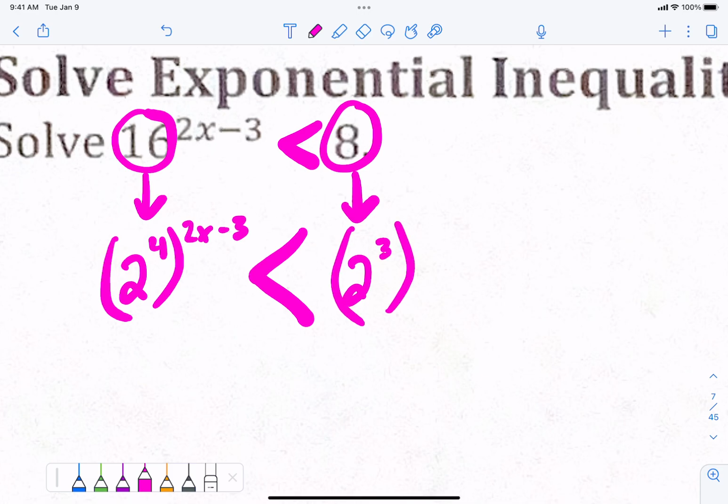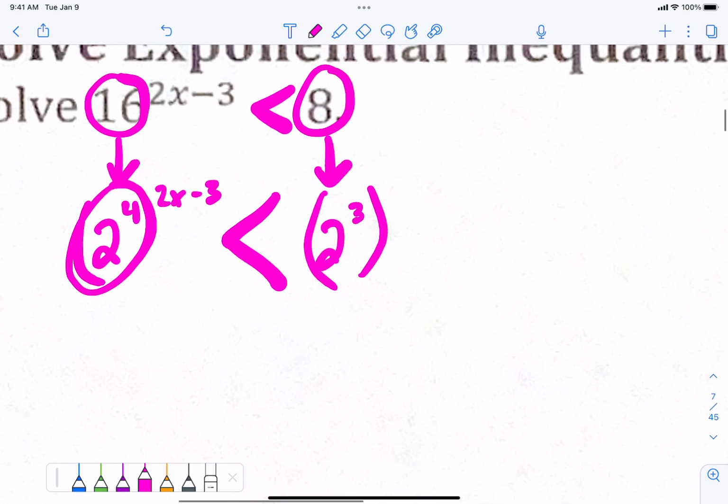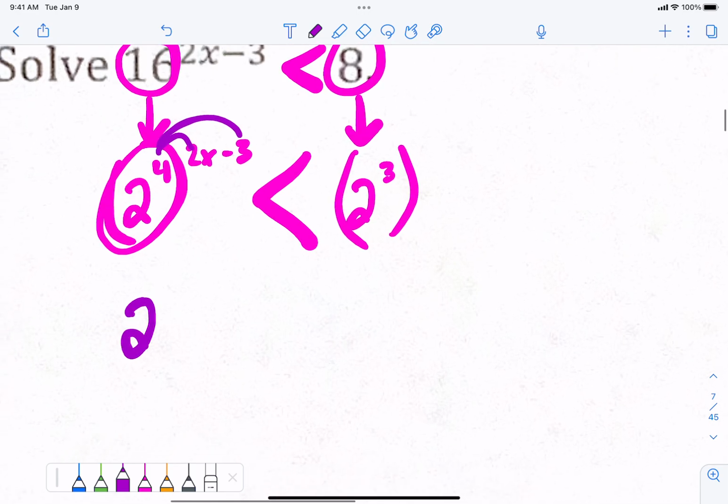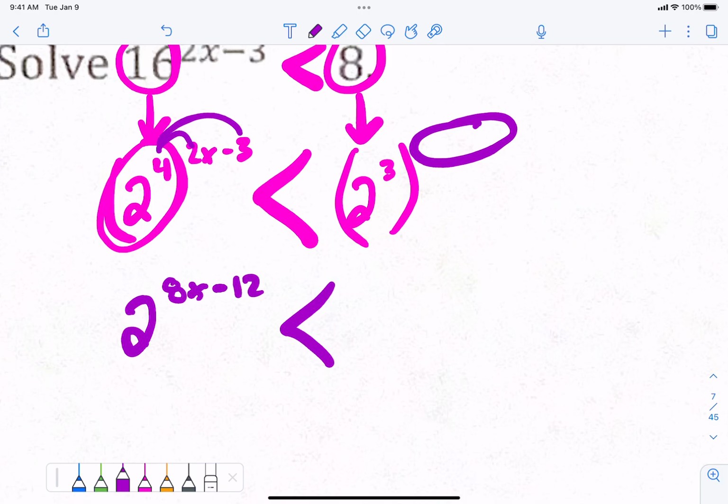Okay? Got that? So 16 was written as 2 to the 4th power, 8 is written as 2 to the 3rd power. You have to find the same number and make sure it works for both sides. This guy, if I distribute the 4 through, is 2 to the 8x minus 12, is less than... what happens if I have nothing up here to multiply by? You just don't. He's just 2 cubed. He's just 2 to the 3rd power, just like that.